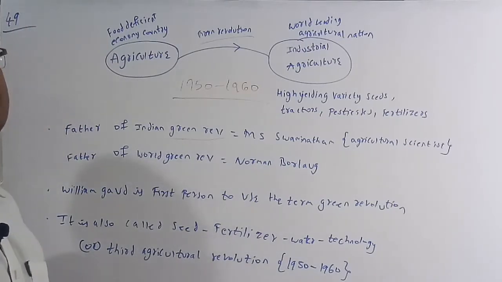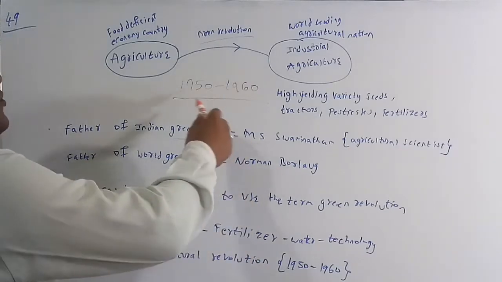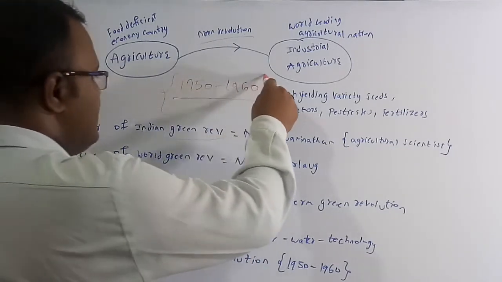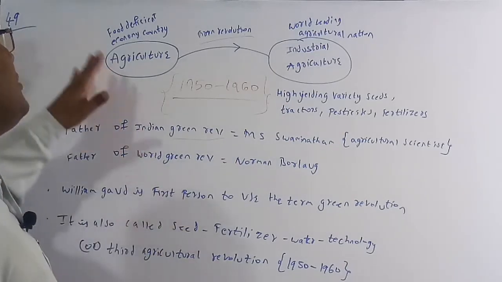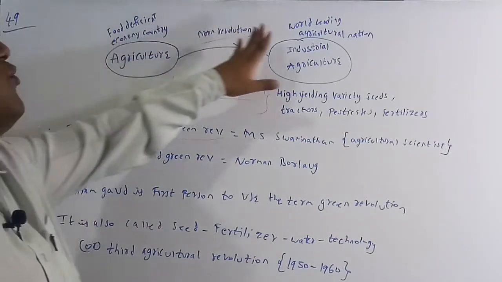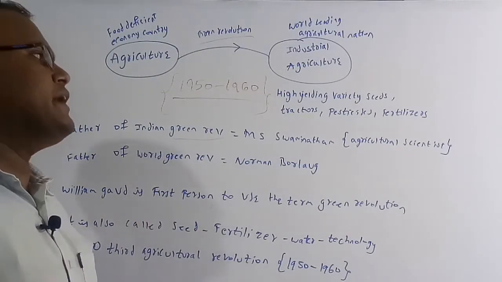And this green revolution is also called the third agriculture revolution. This green revolution came to India in the period 1950 to 1960. In this period our country changed from a food deficient economic country to the world leading agriculture nation because of using these extensive modern technologies.